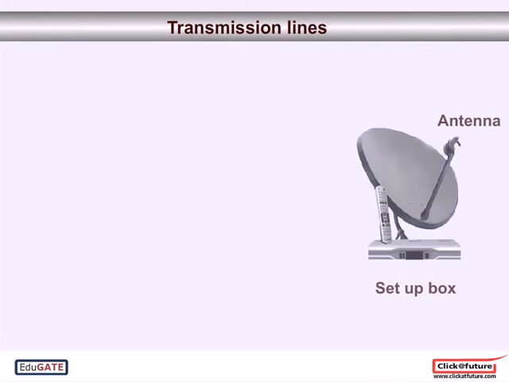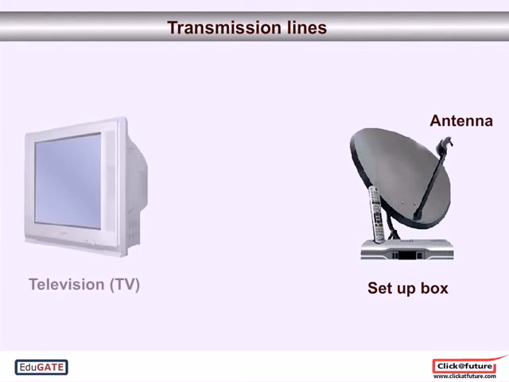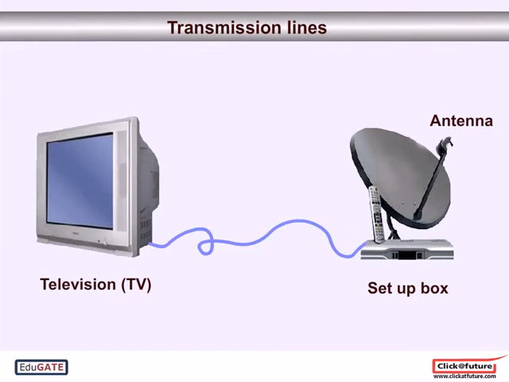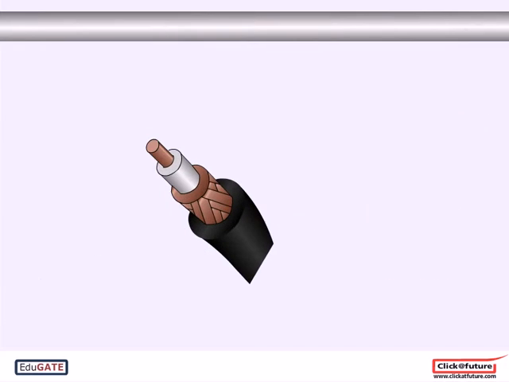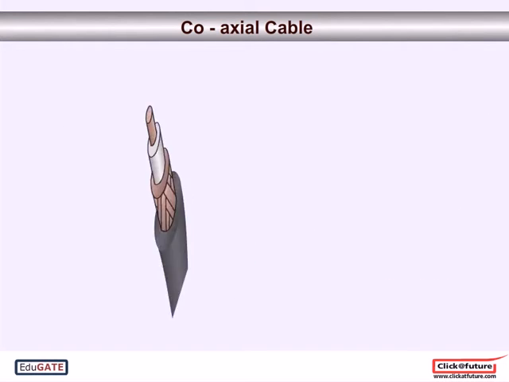Transmission line. Do you know how transmission is done from set-top box or antenna to television? It is through transmission line, typically of coaxial type. Now, let's see what exactly these coaxial cables are.